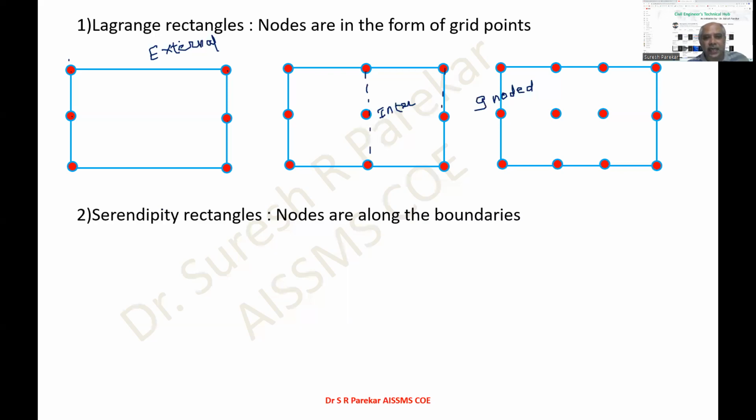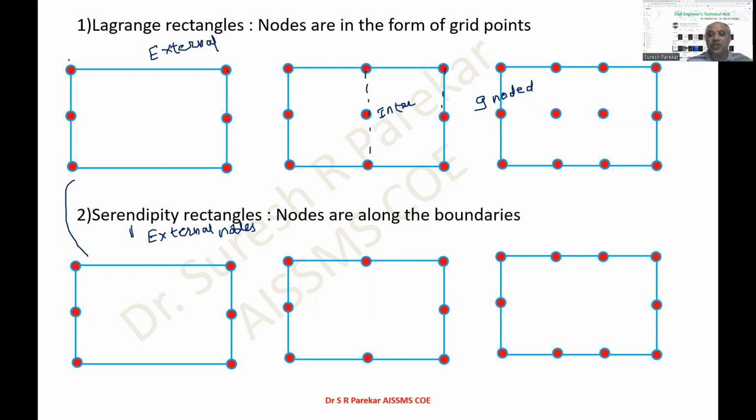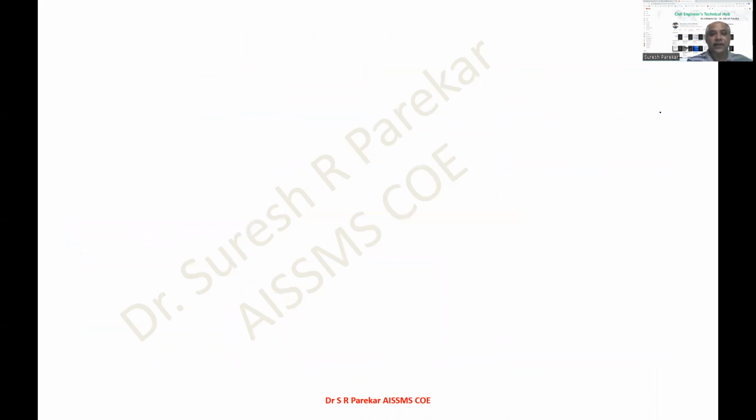Then we have serendipity rectangles. These have nodes only on the boundaries. No internal nodes are present in case of serendipity, meaning here we have only external nodes. The initial ones will be the same in both, but after that, whatever internal nodes there are will not be present in serendipity. Likewise, here we have only external nodes. No internal nodes are present in serendipity rectangles.